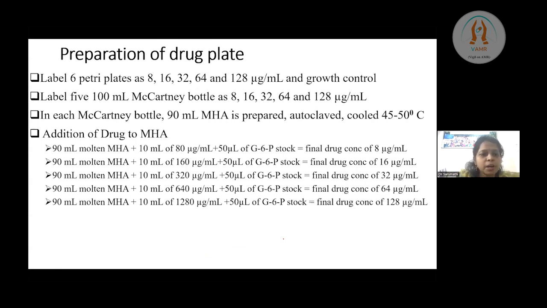For preparation of the drug plates, we have to prepare 6 petri plates, including growth control. Growth control is the plate without any antibiotic. No antibiotic will be there, just to check whether the organism is really alive or not.